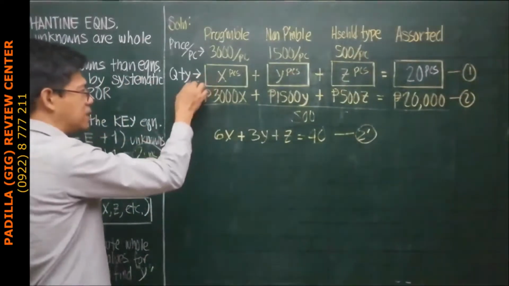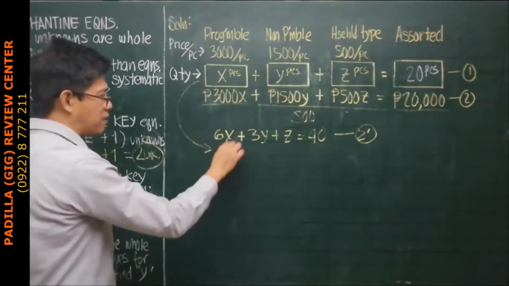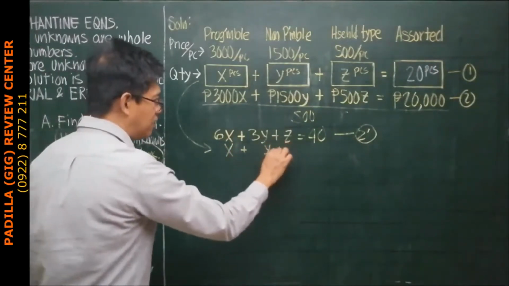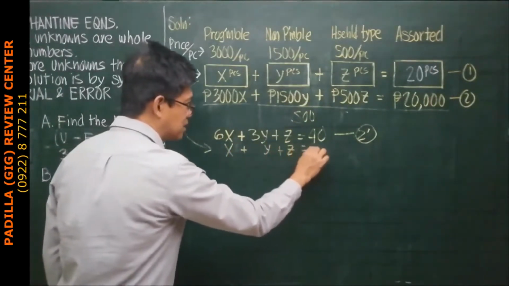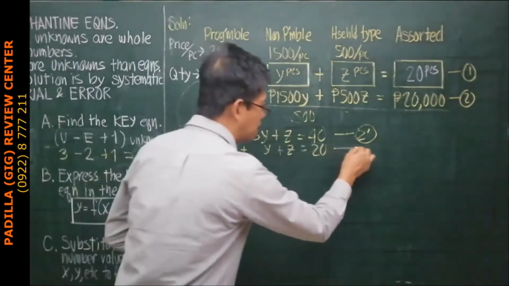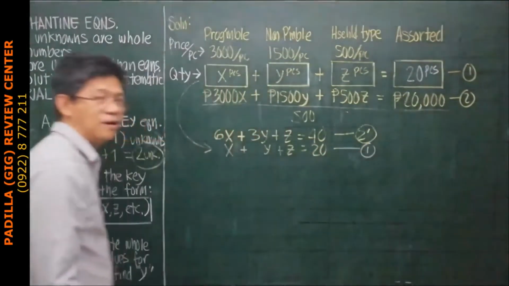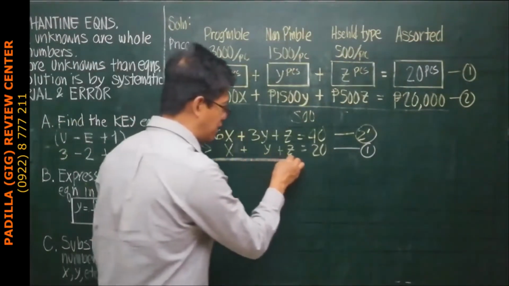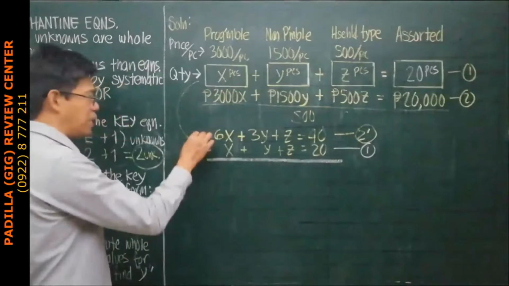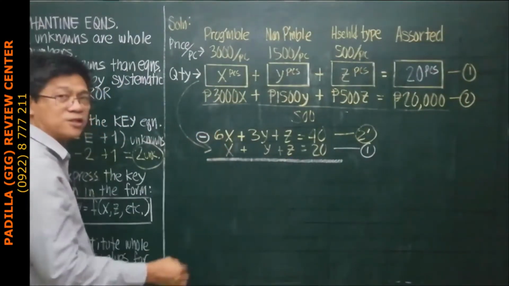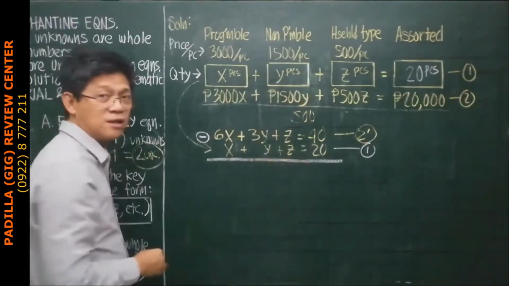Now let me bring down equation 1 here. X plus Y plus Z is 20. This is equation 1. As you can see, it is simple to eliminate Z now. By simply subtracting the second equation from the first, Z will cancel.